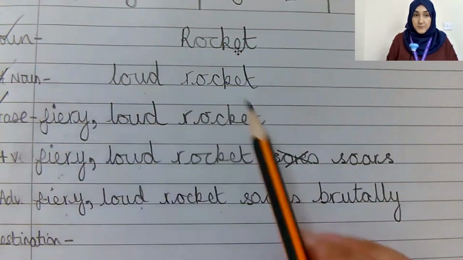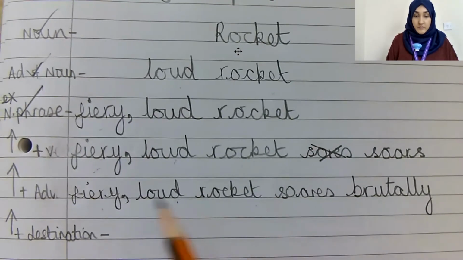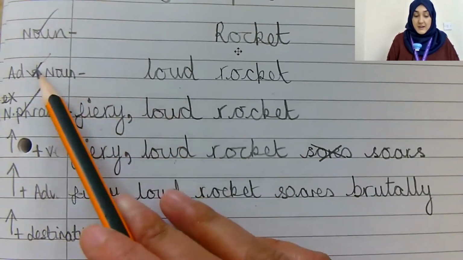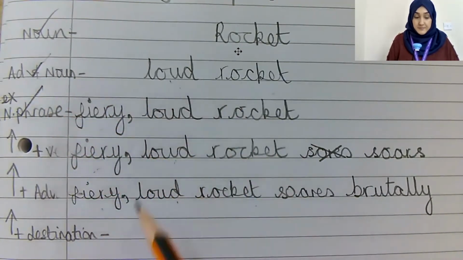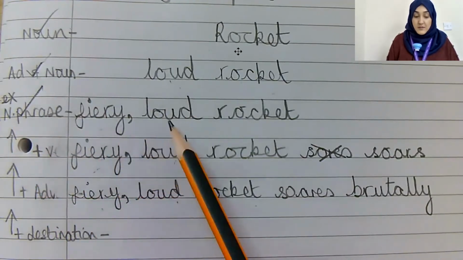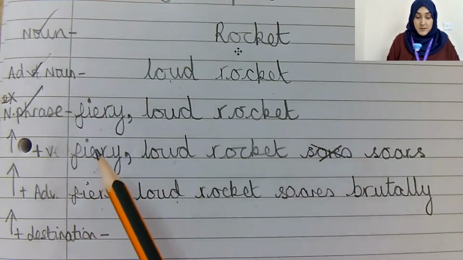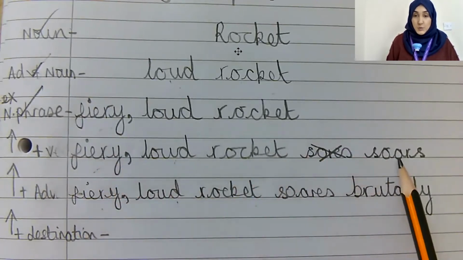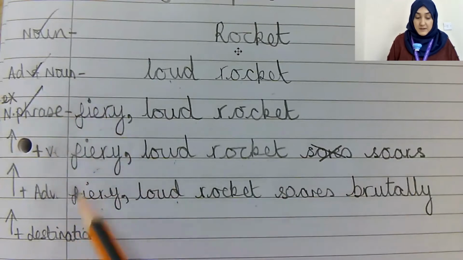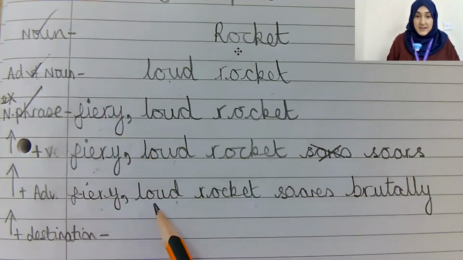Rocket. Got my noun. Now, adjective and noun phrase. Loud rocket. Expanded noun phrase. Fiery loud rocket. I've got my expanded noun phrase plus verb. Fiery loud rocket soars. Next, I've got all of the above plus an adverb. Fiery loud rocket soars brutally.